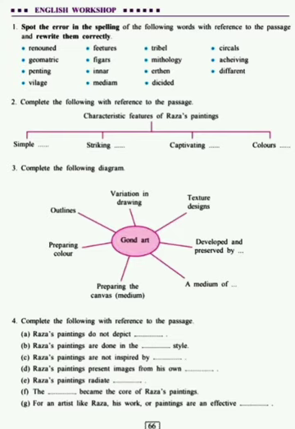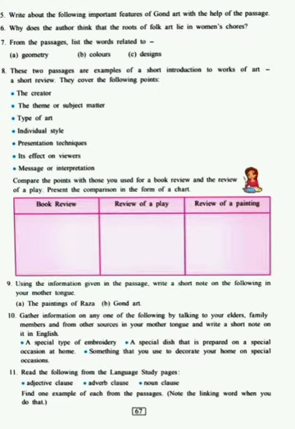Okay, now you find this passage. The upper passage on Raza painting I have explained to you, right. You find the lower one. Sub-question 4. Complete the following with reference to the passage. Again, you have to read the passage and then you have to complete it on your own. Again, your homework. Sub-question 5. Write about the following important features of Gaunt art with the help of the passage. So you have to write the features. Why is it famous? What all types does it include? How are the colors made? So again, see, you have to understand the passage.